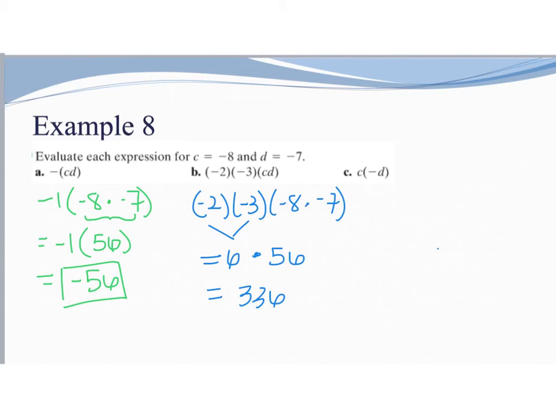336. And finally, for part C, I have a value of C, which is negative 8, times a negative, and D is negative 7. So when we simplify this, I have a negative 8. Well, actually, let's start inside of this parentheses here. So I have a negative, negative, which is going to become a positive when I multiply those. So I really have a negative 8 times a positive 7. So I know that my overall answer will be negative, and 8 times 7 is 56.